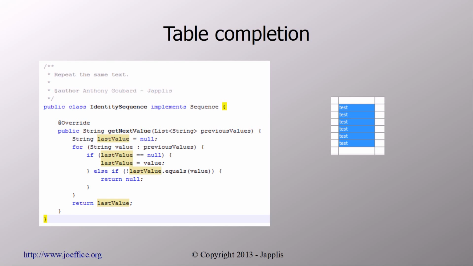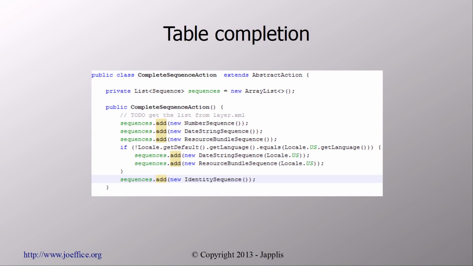And finally, as a backup, if it has tried all the other sequences and cannot find anything, it just does the identity sequence, repeating the last cell that is not empty over and over again below or on the right. As you can see, I'm just going through the sequences, trying to find which one is the best, using first the default locale and then the US locale so that it works a bit everywhere.